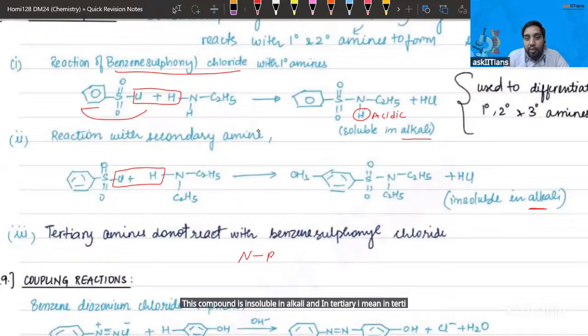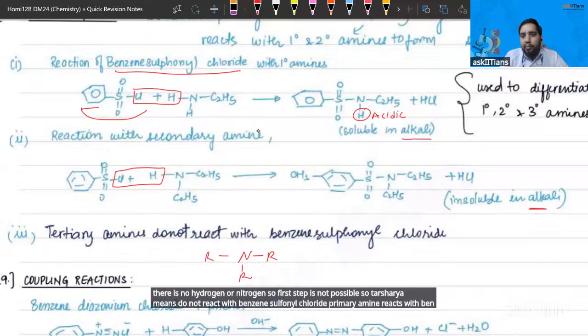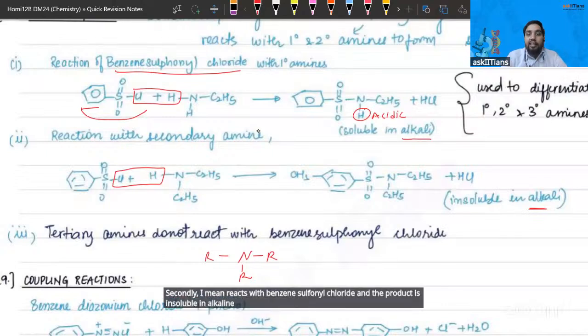In a tertiary amine, there is no hydrogen on nitrogen, so the first step is not possible. So tertiary amines do not react with benzene sulfonyl chloride. Primary amine reacts with benzene sulfonyl chloride and the product is soluble in alkali. Secondary amine reacts with benzene sulfonyl chloride and the product is insoluble in alkali. And tertiary amine is not going to react with benzene sulfonyl chloride at all. Okay.